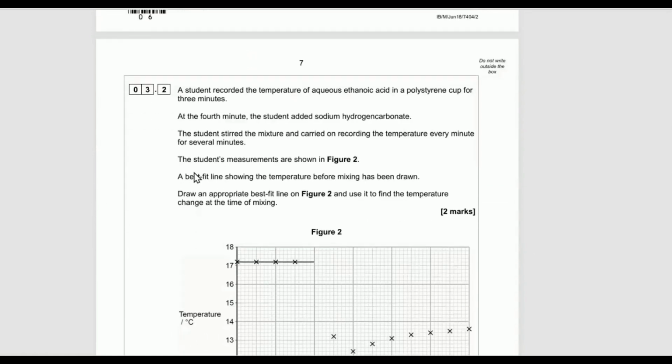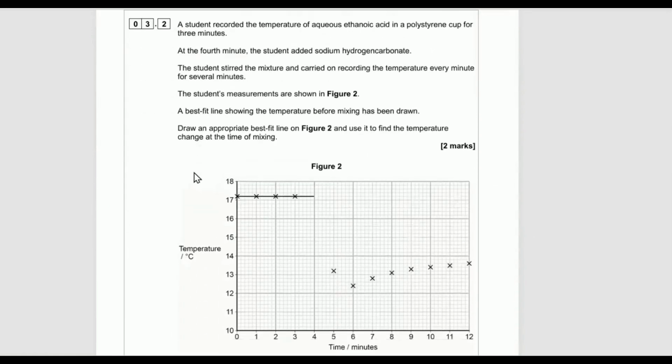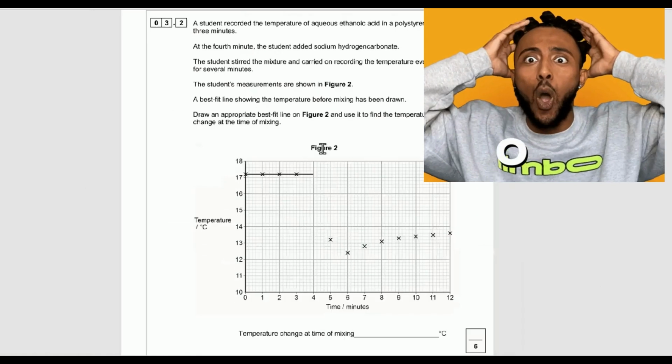Now let's zing on to the next part of the question. Oh, good gosh, we got a graph. Oh my gosh.